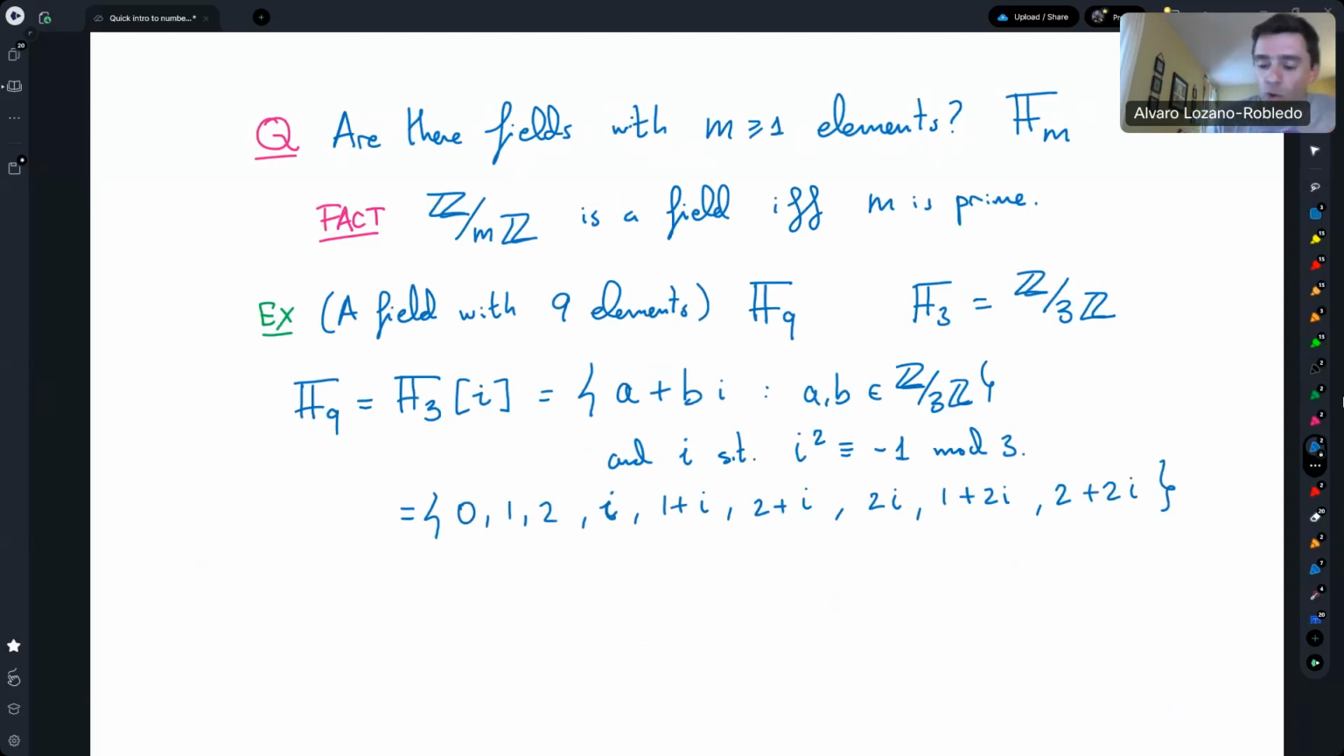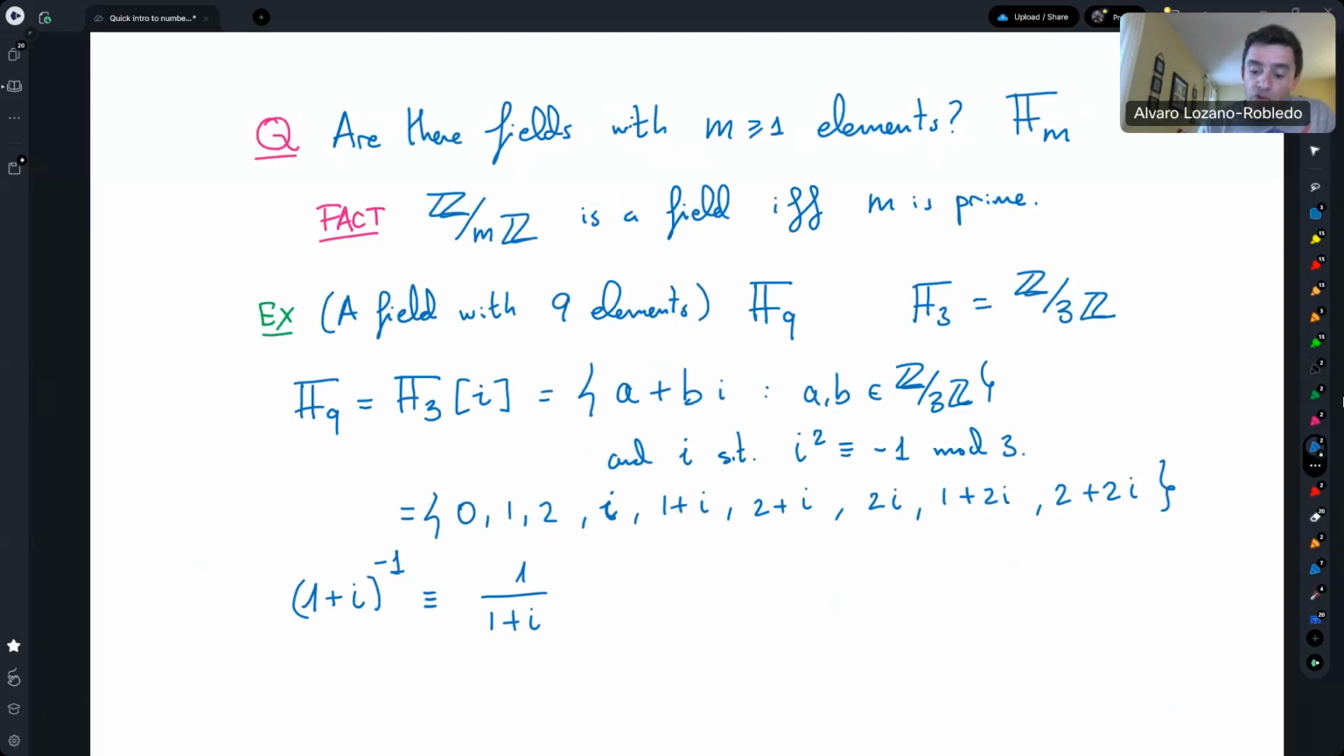Let me show you, for example, how we find the multiplicative inverse of 1 plus i. Addition and multiplication are like in the complex numbers, so one can show that those two operations work, and they are commutative, associative, and distributive. So the question is whether there are multiplicative inverses for all these elements. And I can actually use the same trick we use to invert complex numbers.